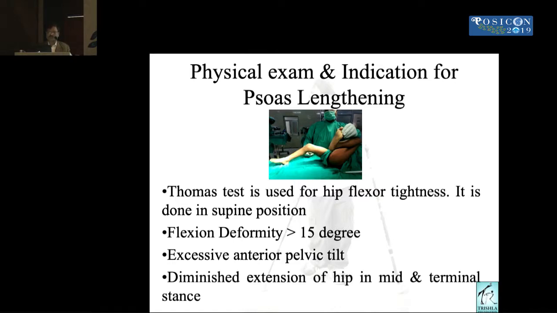Why do we have to do psoas lengthening? The Thomas test is used for hip flexor tightness. It is done in supine position on the side of the crouch. If the flexion deformity is more than 15 degrees, with excessive anterior pelvic tilt and diminished extension of the hip in mid and terminal stance in gait analysis, then we have to lengthen the psoas muscle.